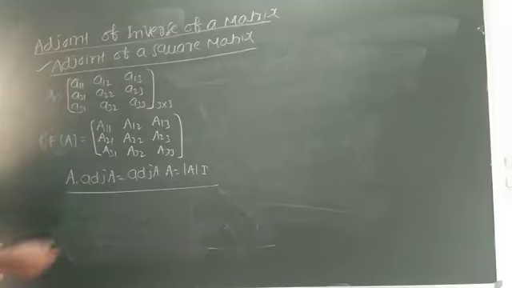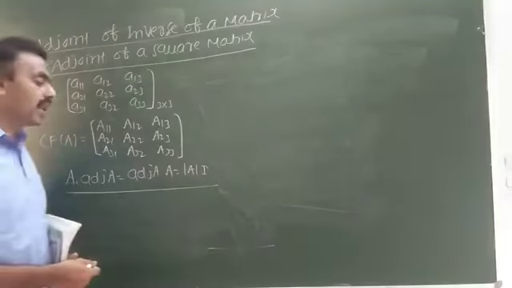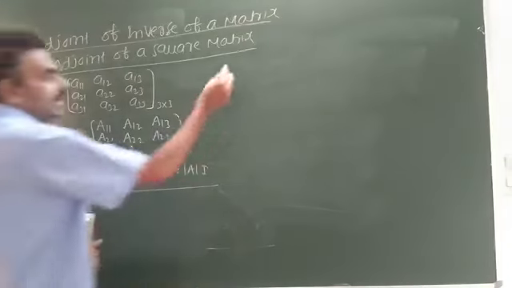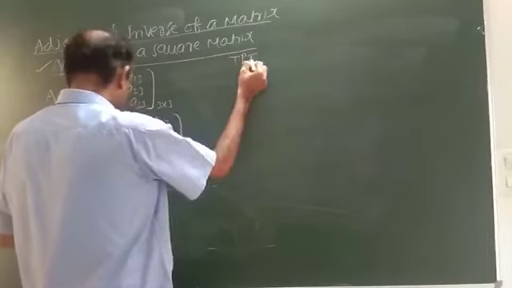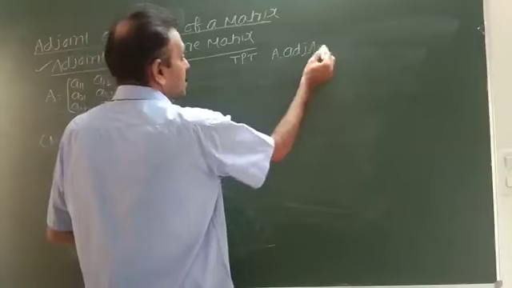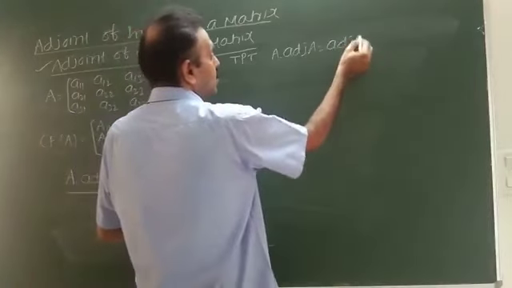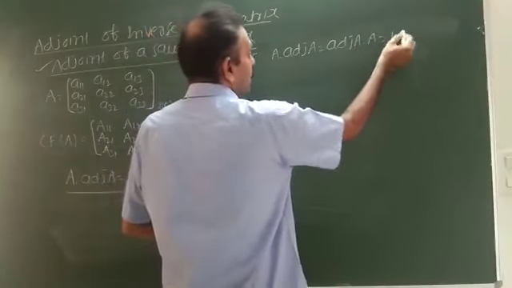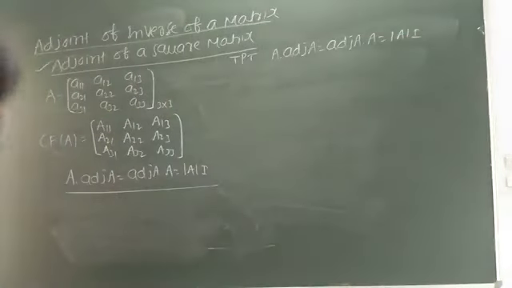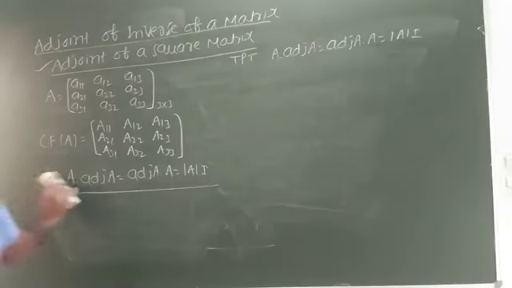Suppose if you have adjoint A, then A into adjoint A is equal to adjoint A into A is equal to determinant A into I. This is what to prove. So I write here, to prove that A into adjoint A is equal to adjoint A into A is equal to determinant A into I. This is what we have to prove. Okay? So you have understood how to find out the adjoint now.